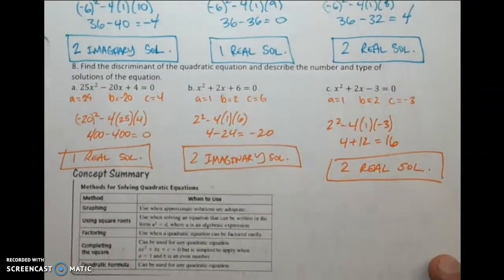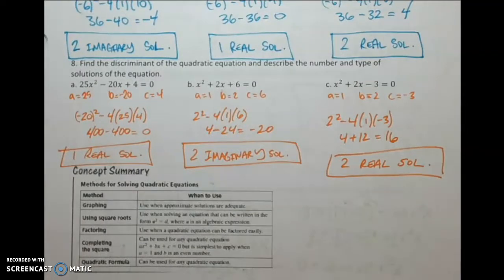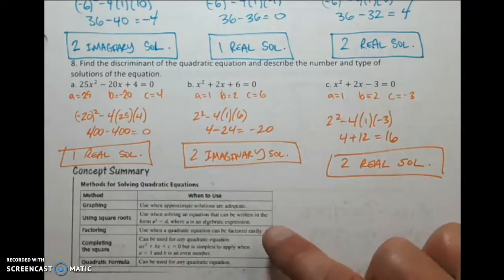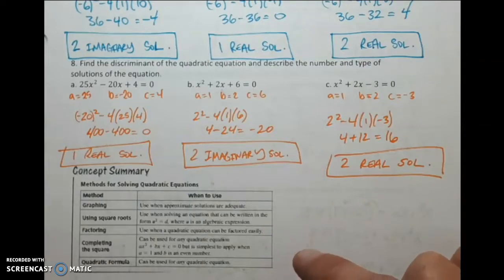And I'm going to scoot up just a little bit. On the bottom, there's a concept summary, and really it's just methods of solving quadratics, and what to use, when to use. Well, I'd say graphing when you want to see a visual is the best. Solving by taking the square root, I'd say when it has no b term, you want to go that route. Factoring, I'd say always try to factor. It's the easiest way if it's factorable.